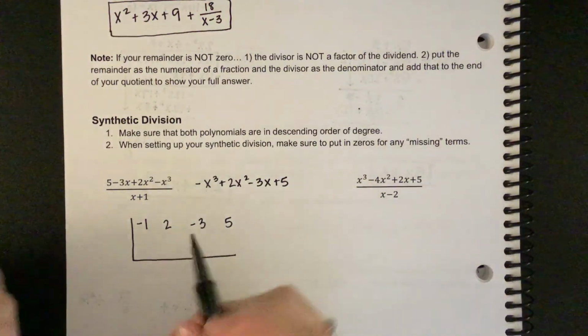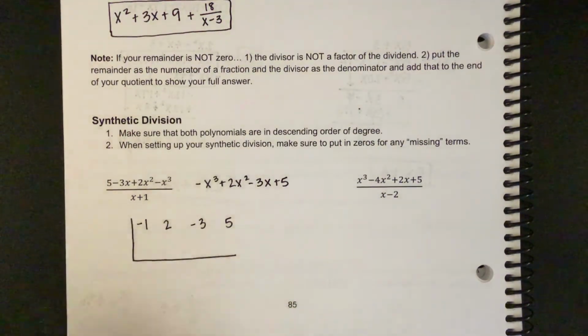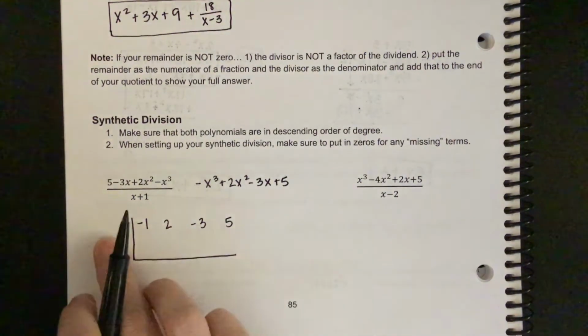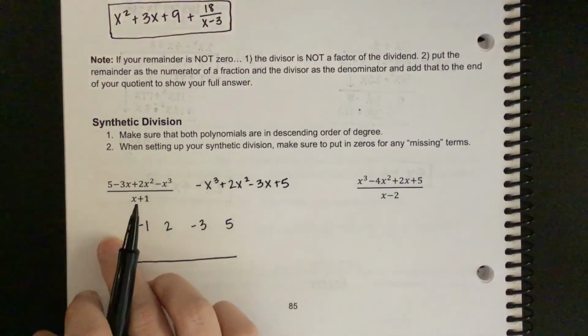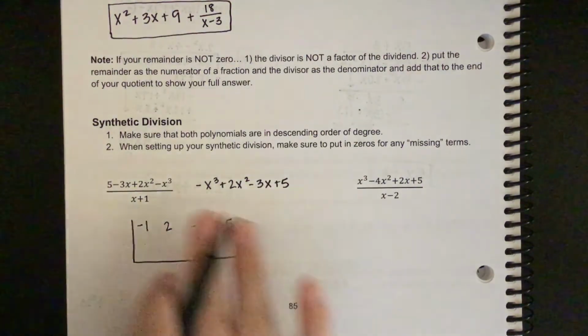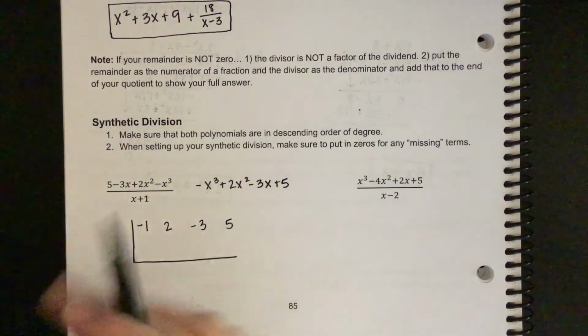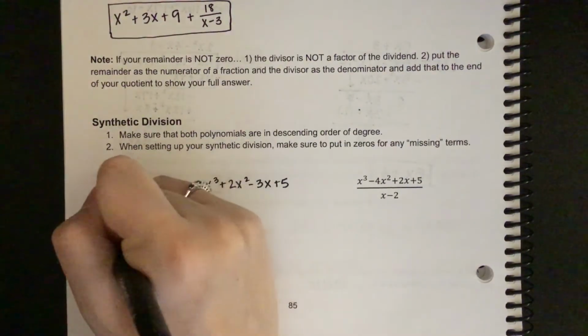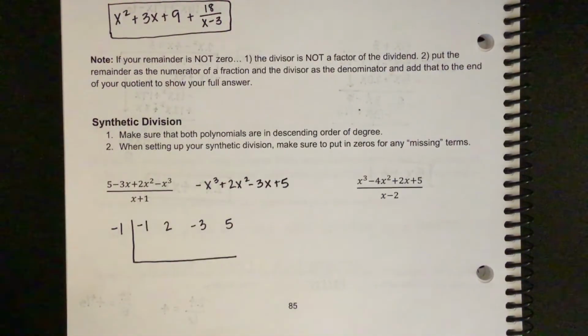Okay, now we divide by x plus 1. But when we're synthetically dividing, we don't put x plus 1 out here, because remember, there are no variables that go in this synthetic division box. What we do is we flip our sign, and we are now dividing by -1.